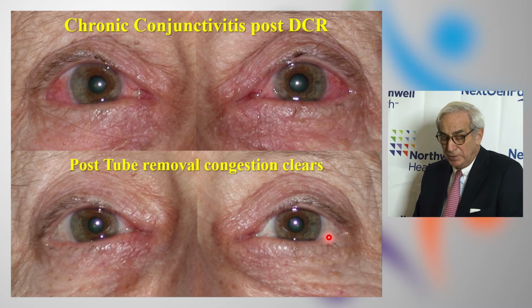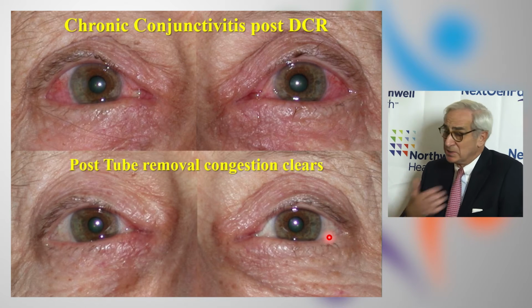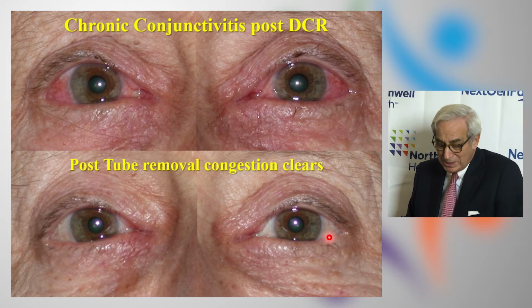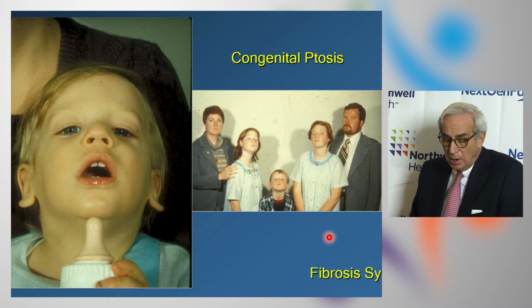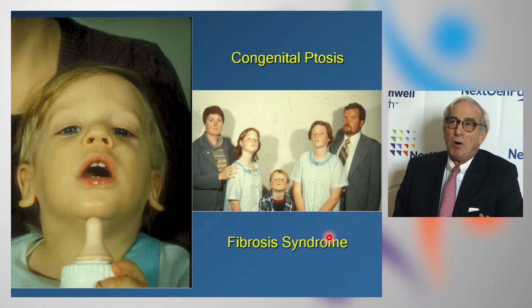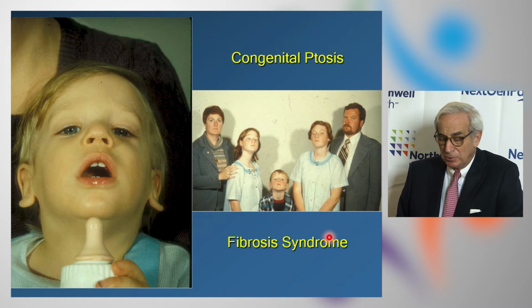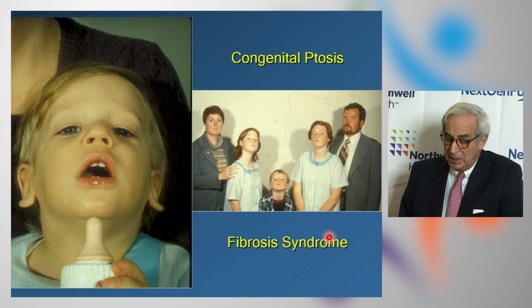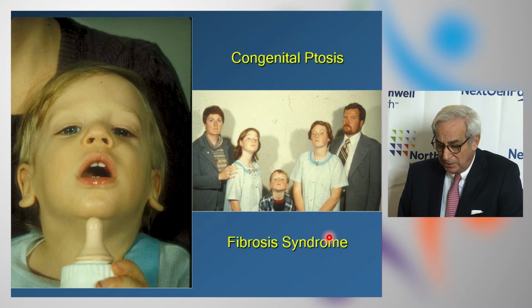But after removing the tubes, presumably the congestion clears, and the analogy I previously used, it's like a stream that can move once again and isn't brackish and overgrown with bacteria. All right, now the second overlap with my specialty is drooping upper eyelids, known as congenital ptosis, spelled with a P. This can be hereditary or it could be absolutely non-familial.